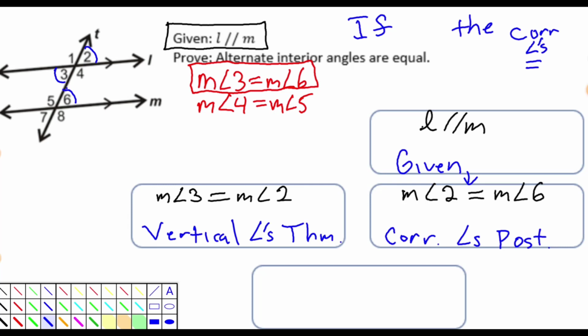Now, going back to angles 2 and 3, do we need parallel lines to say that 2 is equal to 3? Like, do you need a reason to say 2 is equal to 3? No, you don't need parallel lines. Vertical angles are always equal. We already proved that one. We don't need parallel lines for that.